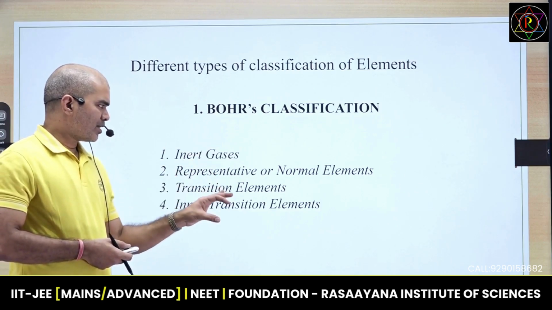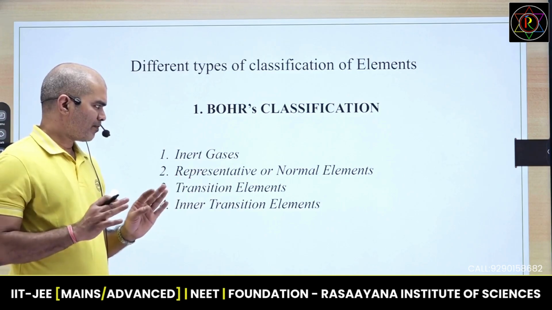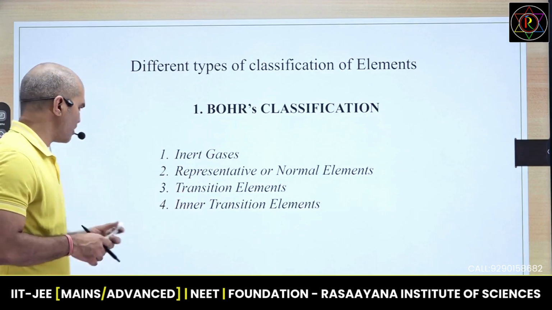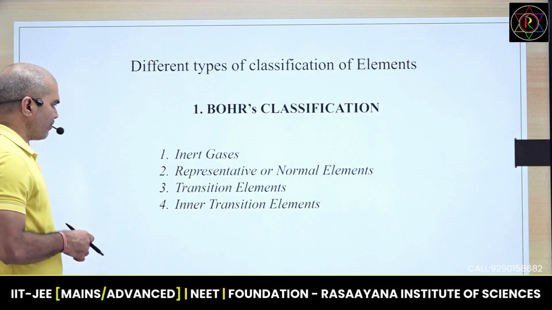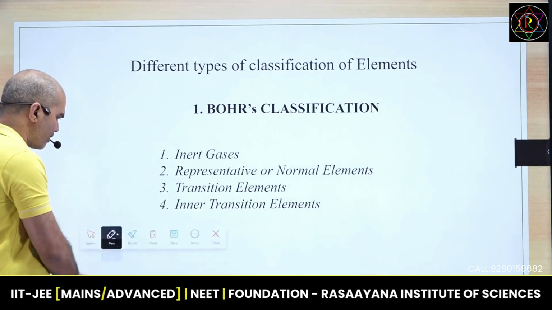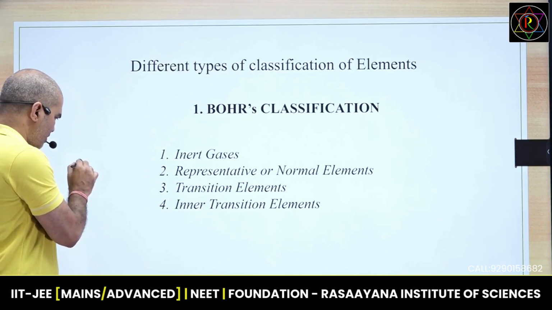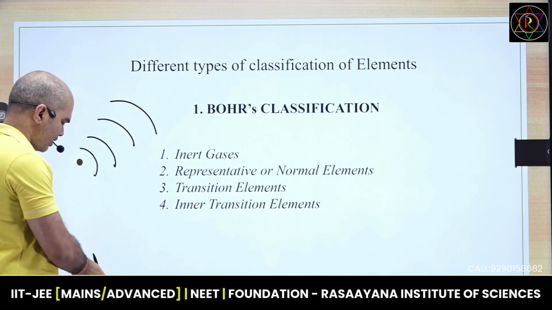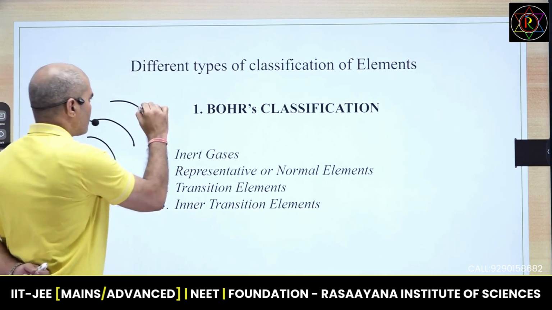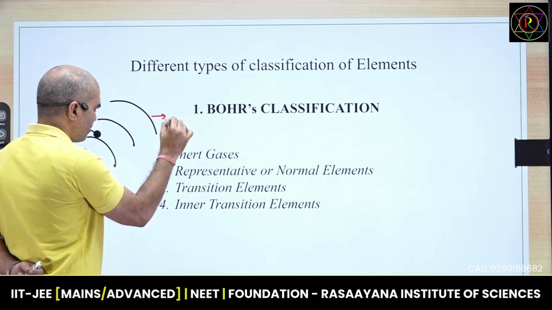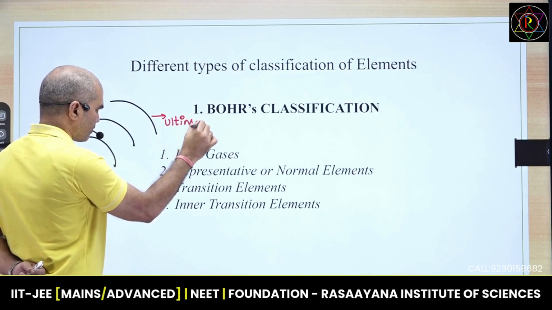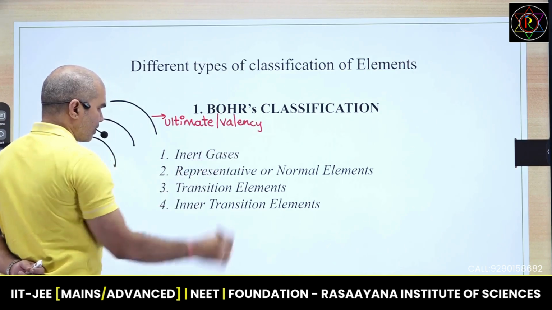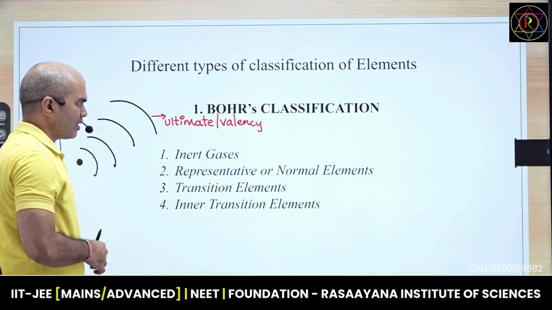For each of these classifications, we'll just see the important points. But the basis of the classification is very simple. What is the basis for the classification? Suppose that I take an atom. In the atom we have a nucleus, and around the nucleus we have different shells. The last shell is called the ultimate shell or the valence shell.